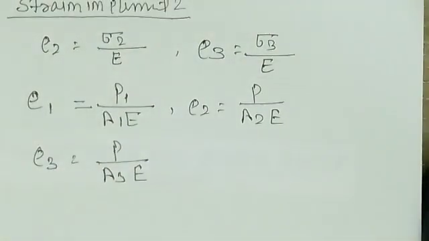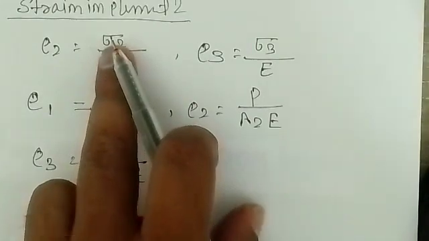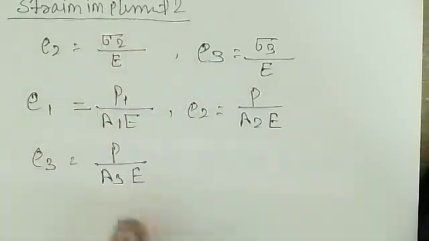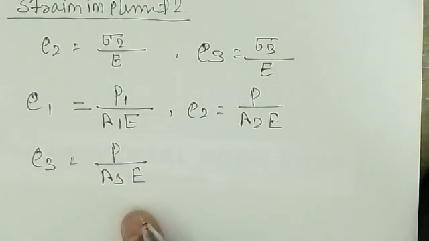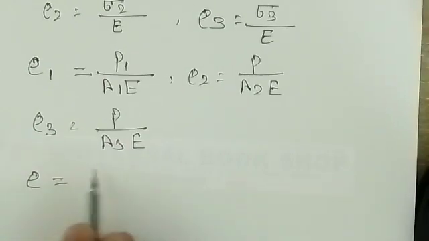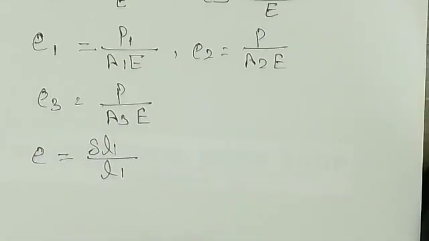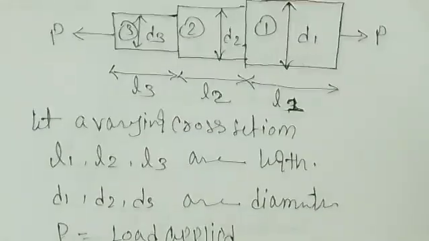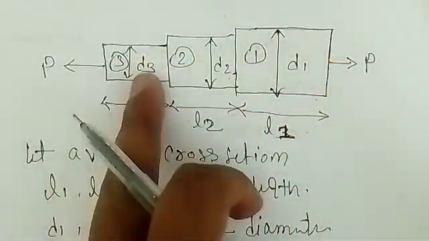This is the strain we got from the relation which we generated for stress, right? So simply we substituted the stress: sigma 2 is equal to P by A2, so it becomes P by A2E, and P by A3E. Now strain in the element is change in length by original length, that is delta L1 by L1, right? As the load acts on the section, how much elongation will take place?